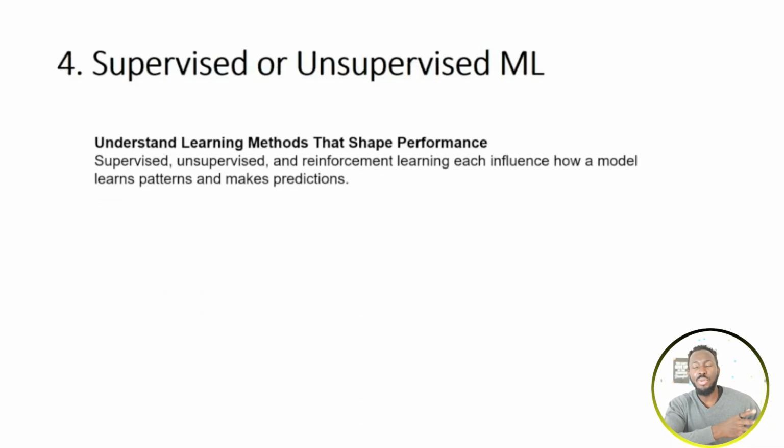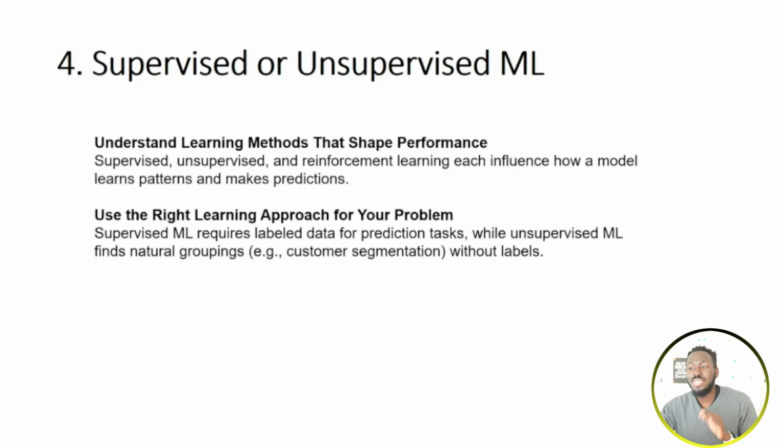Now, I alluded a little bit earlier on about supervised and unsupervised learning when I mentioned that supervised learning is just labeled data and unsupervised learning is when the model learns from unlabeled data. So understand learning methods that shape performance. Each influences how the model learns patterns and makes predictions. Use the right learning approach for your problem. Supervised learning requires labeled data for prediction tasks, while unsupervised doesn't require labeled data. It must use clustering to do predictions.